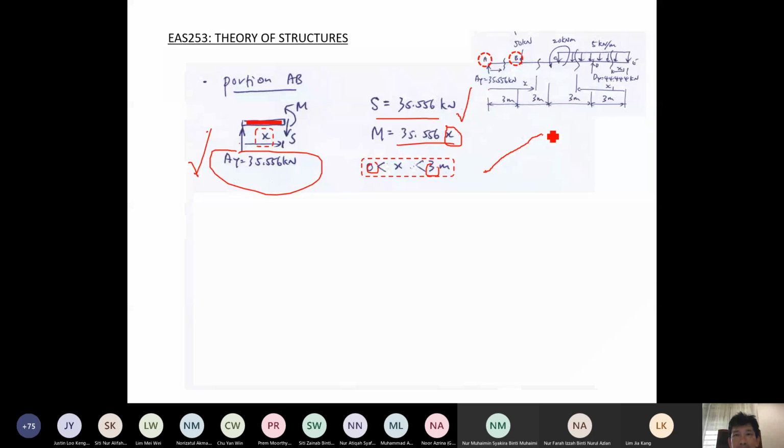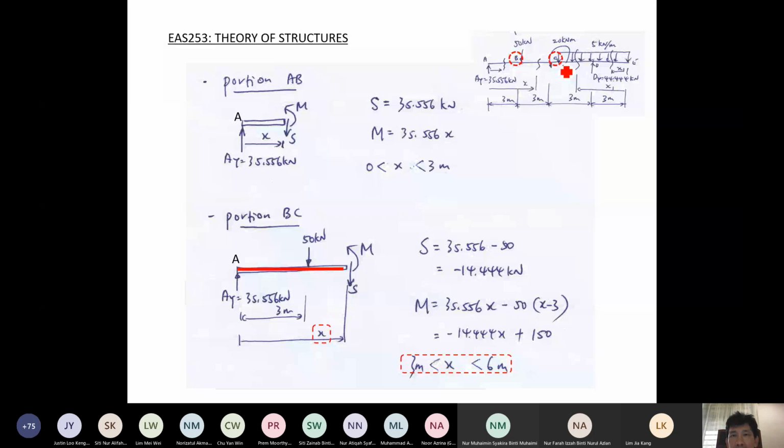So the next one, now you should get into the understanding. Now the next is go to the next portion. I call it portion, you can call it parts. Portion where? BC. We finish with AB, where the first cut is, then go to BC where the second cut is.